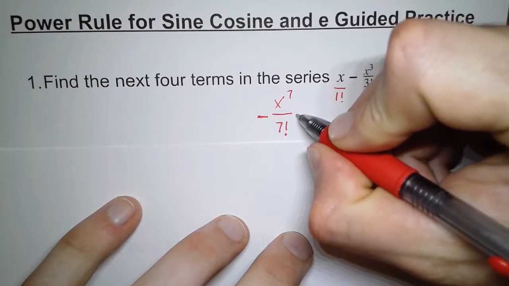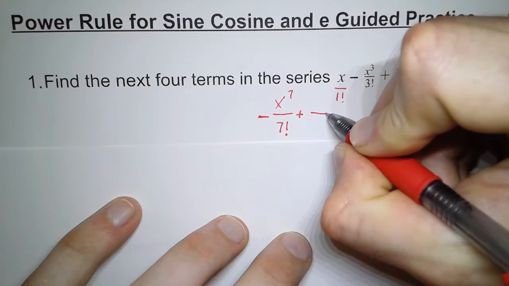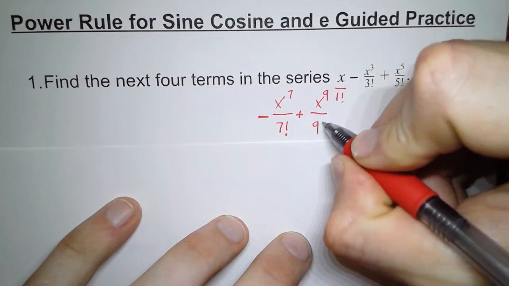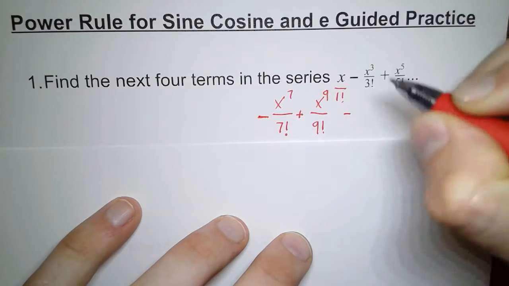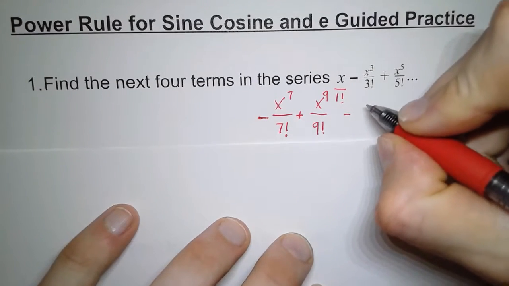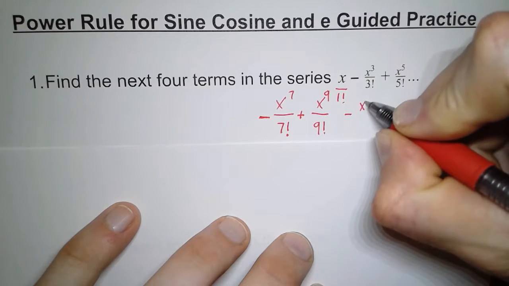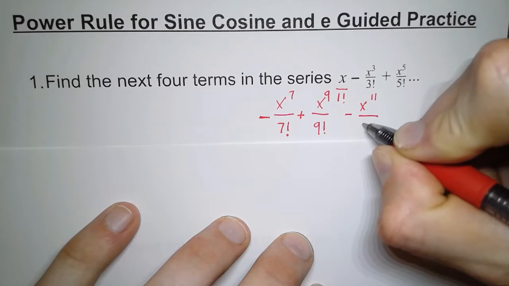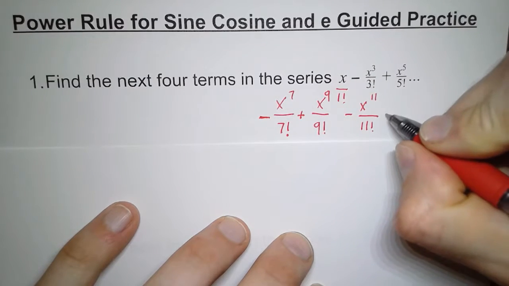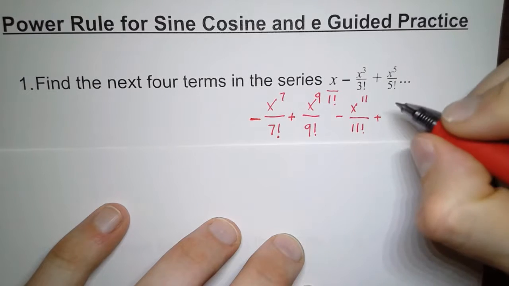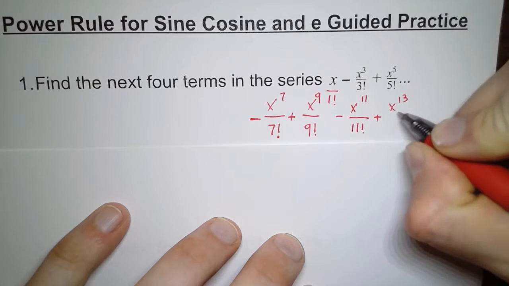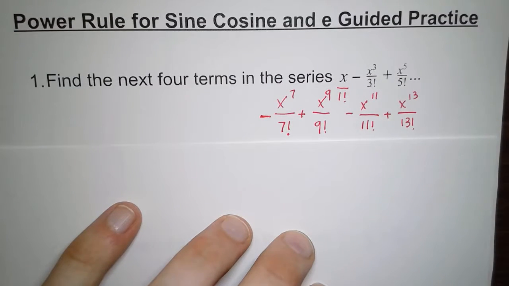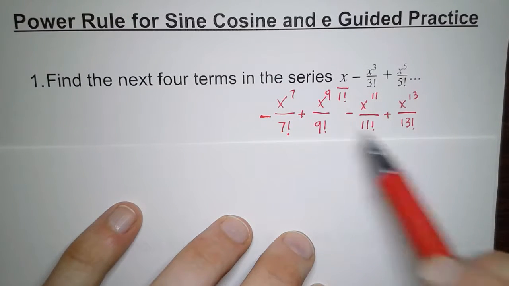So that means the next term is going to be positive. So we're going to add x to the 9th power over 9 factorial. We want 2 more. So we went from 7 to 9, now we're going to go up to 11: x to the 11th over 11 factorial. And then finally we have x to the 13th over 13 factorial. So that's the pattern that this series follows.